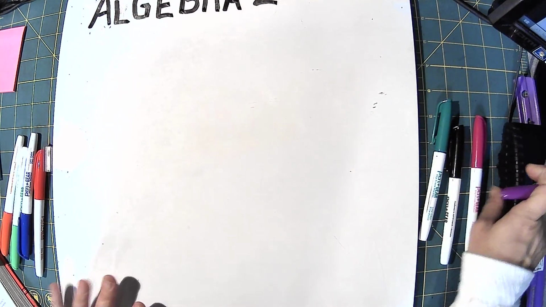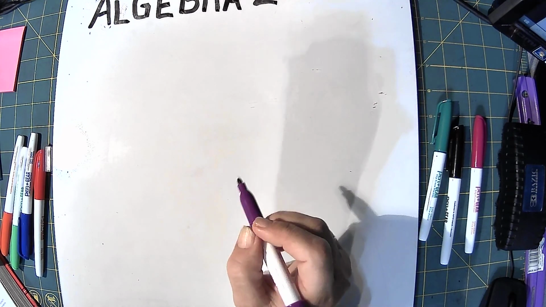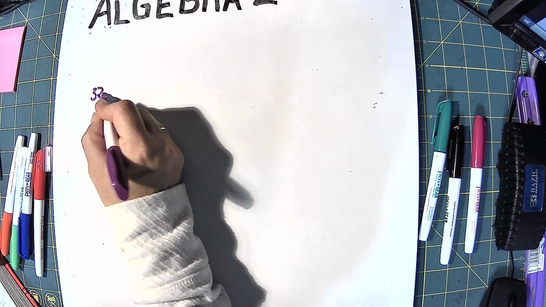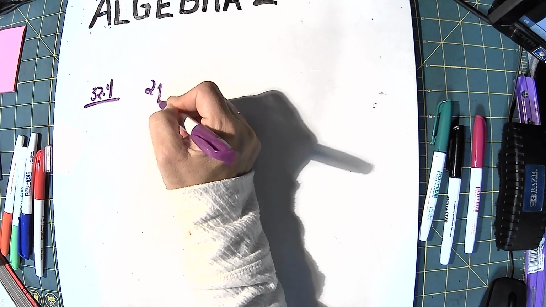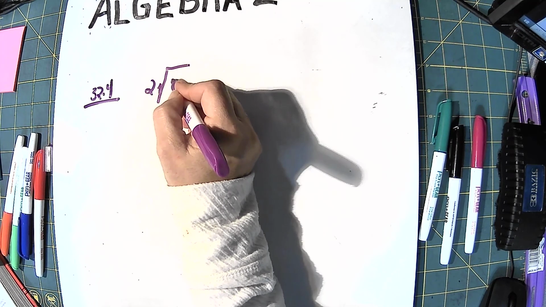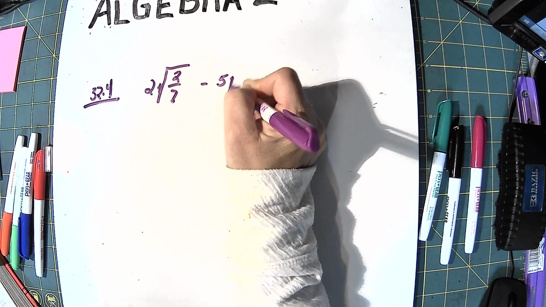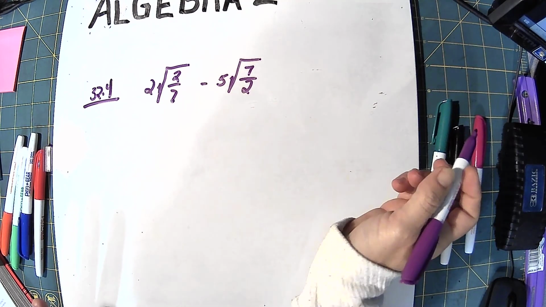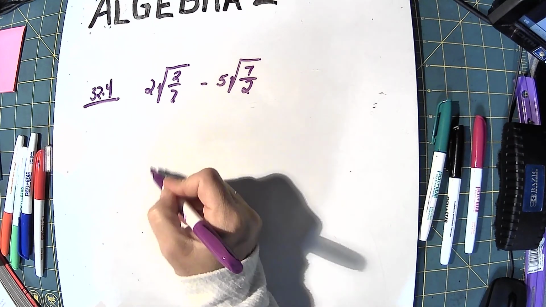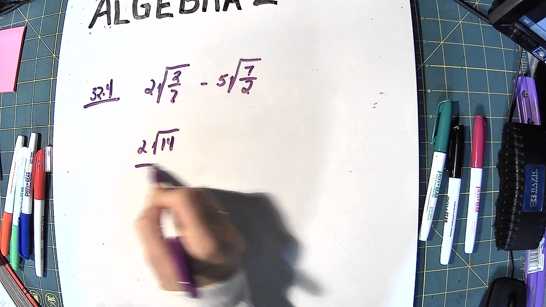Okay. Next one is 32.4. And this is 2 times the square root of 2 over 7 minus 5 times the square root of 7 over 2. So let's use our shortcut on this one. So we're going to say 7 times 2 is 14. So we're going to have 2 times the square root of 14 over 7.